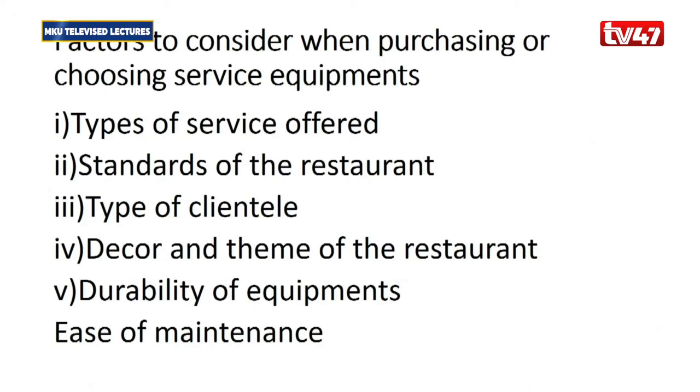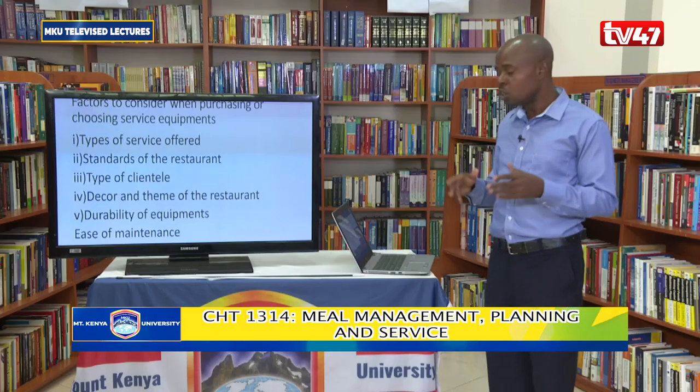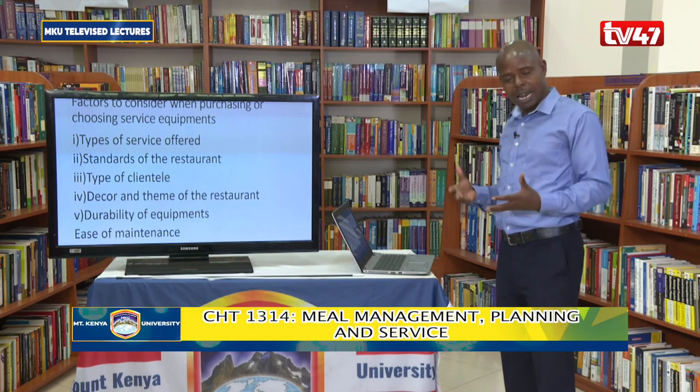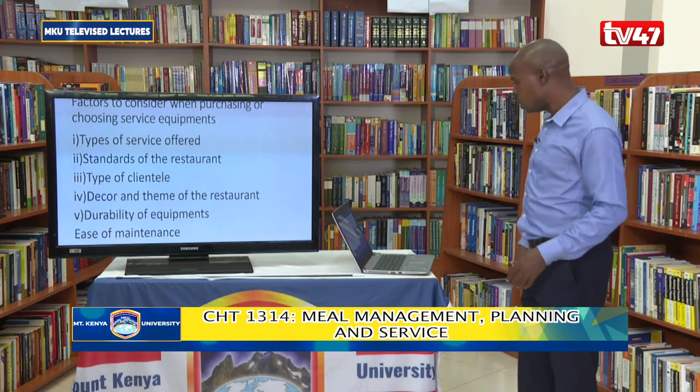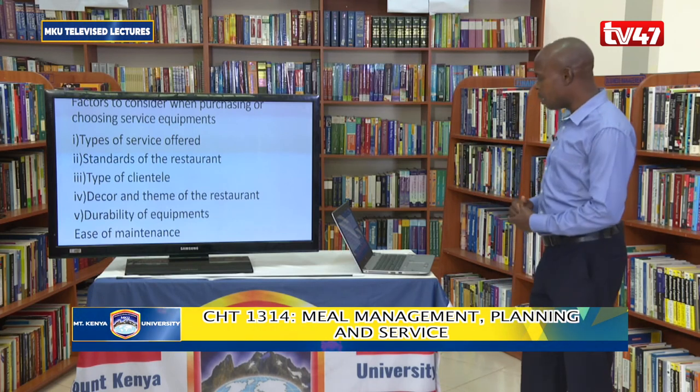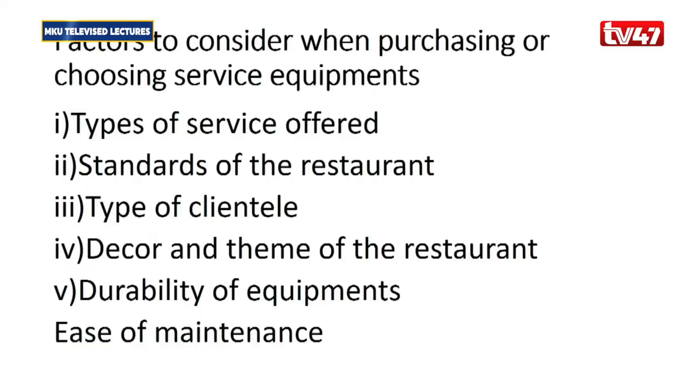One, the type of service offered. Two, the standard of the restaurant. We have type of clientele. Type of clientele is that, as I said, in a meal service we have the children, we have the old, we have the teenagers. So you need to know the kind of people that you want to give food to. We have decor and theme of the restaurant. We have durability of equipment. We have ease of maintenance.